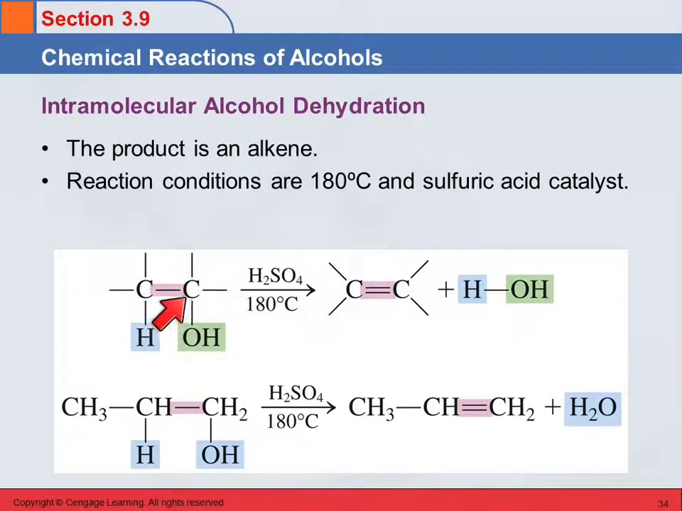Here we have an alcohol. We're going to remove the OH, and we're going to remove the hydrogen from a neighboring carbon, and we'll end up with a double bond and water. So here is 1-propanol. We're going to remove this OH group and a hydrogen from the next carbon, and we're going to end up with propene and water.